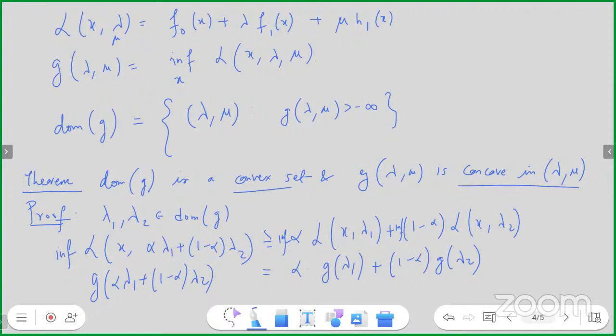So now I claim that I've also proved that the domain of g is a convex set. How? Pick any 2 points which are in the domain. g of lambda 1 is how much? Greater than minus infinity. g of lambda 2 is how much? Greater than minus infinity. The sum on the right hand side is greater than minus infinity. Sum done. So proving concavity actually gives you that the domain of g is a convex set. Remember, this is a very important fact that irrespective of f being convex or not, g is concave.